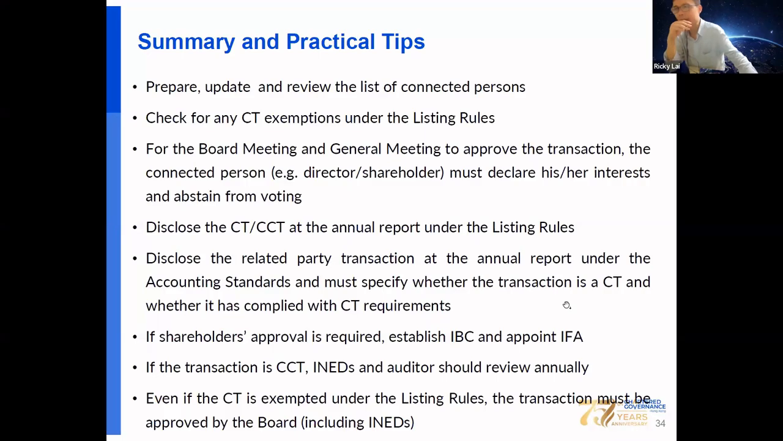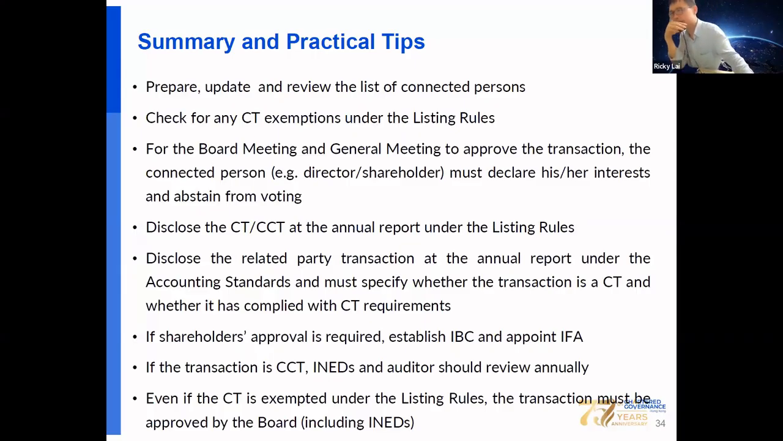In conclusion, there are some tips on CT compliance. First of all, the company must prepare, update and review the list of connected persons. In case of any CT, check for any exemption under the listing rule. Please also hold a board meeting and general meeting to approve the transaction. The connected person, for example a director or shareholder, must declare their interest and abstain from voting. And disclose the CCT in the annual report.